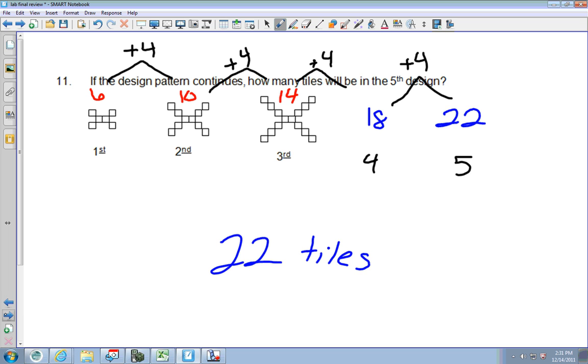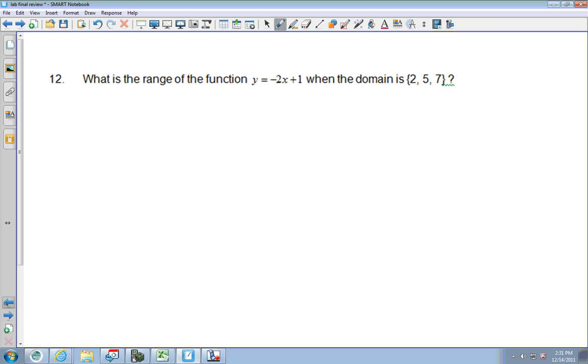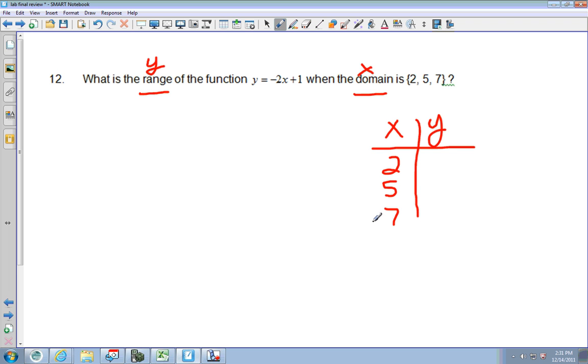The next one, what is the range of a function y equals negative 2x plus 1 when the domain is 2, 5, and 7? Well, first off, I'm going to underline the word range. I need to know that range is y, domain is x. What I would do is build a table first before we did anything else and put those numbers in the x, 2, 5, and 7.